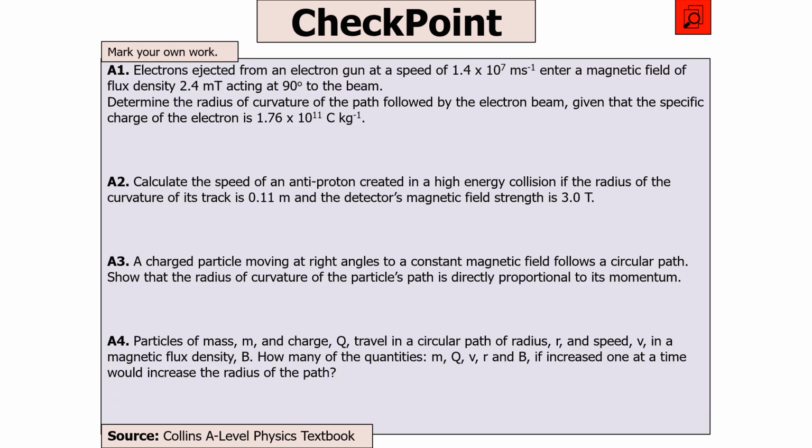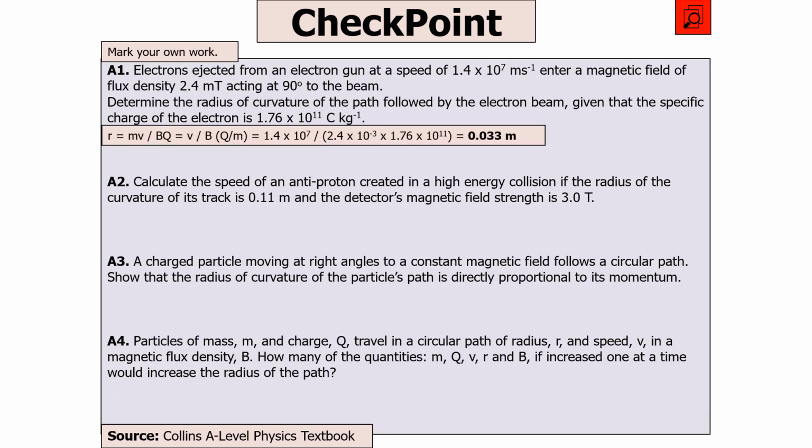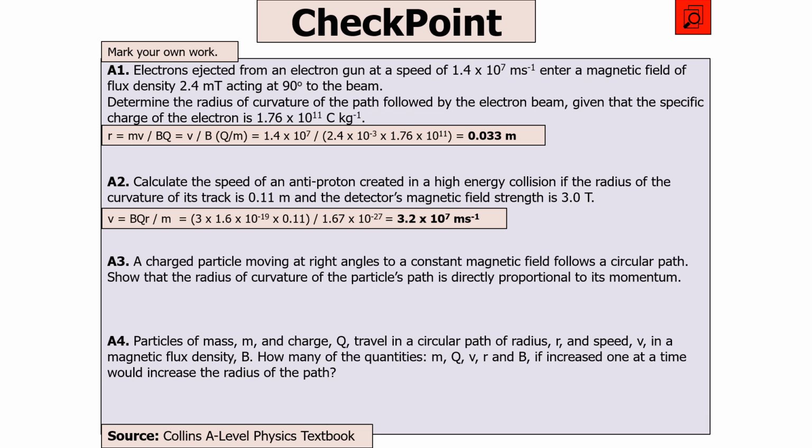Right, in this first one, remember, circular path, R equals mv over bq, so therefore we can work out what these values are going to be. Now remember, specific charge, specific means per mass, per kilogram. So specific charge is charge per mass, so we can rewrite it as R equals v over b times by q over m, or the specific charge. Pop in all the numbers, work it through. Remember, milliteslas turn into teslas, so you get 0.033 meters. This next one again, you go V equals BQR over M.